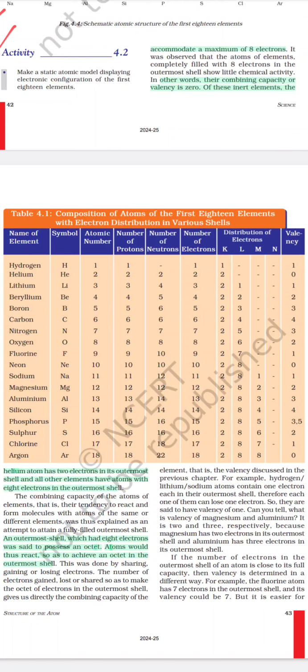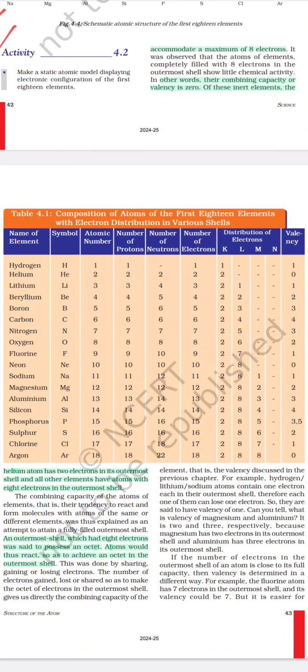This was done by sharing, gaining, or losing electrons. The number of electrons gained, lost, or shared so as to make the octet of electrons in the outermost shell gives us directly the combining capacity of the elements, that is, the valency discussed in the previous chapter.